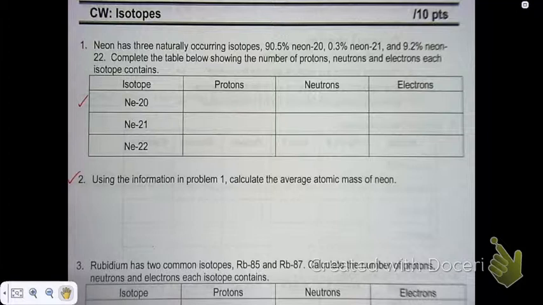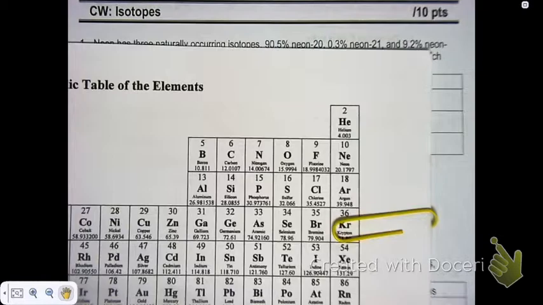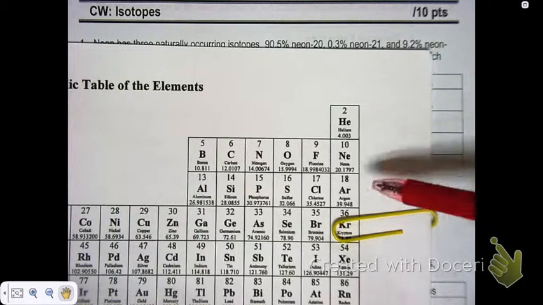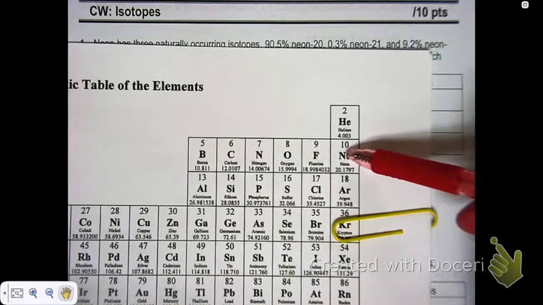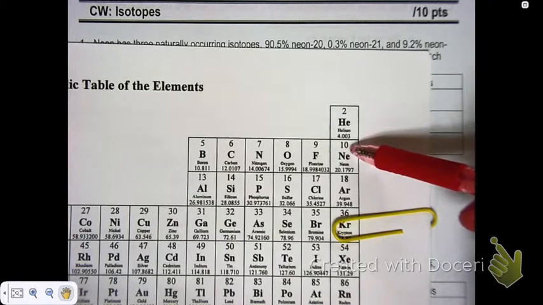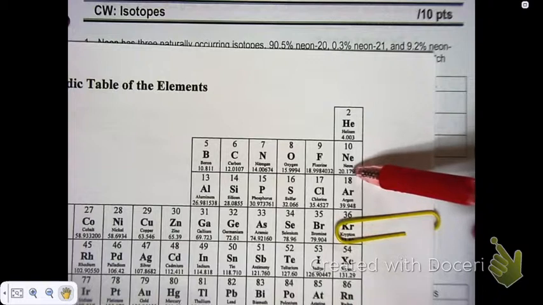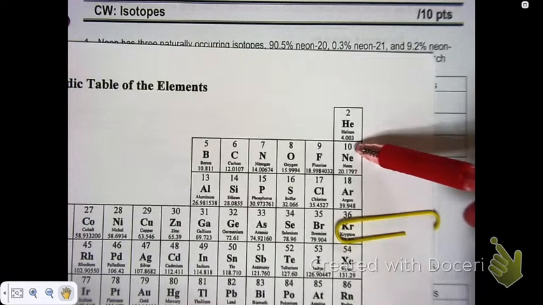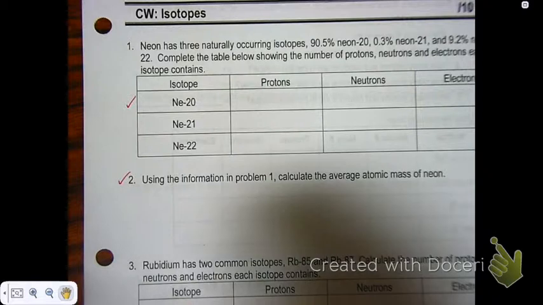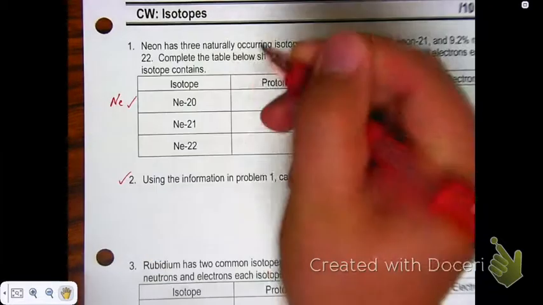Before we do anything here, I'm going to pull out the periodic table to get some of the important information from neon. Here's neon, Ne. This top number represents the atomic number, which is also the number of protons of neon. Then the bottom number is the average atomic mass. For these problems right now, the only number we need to use is this top number, the atomic number of neon.